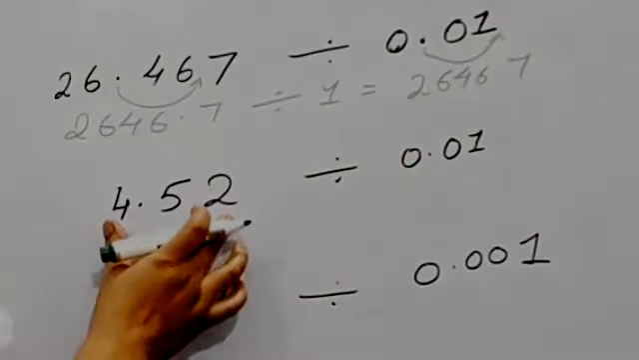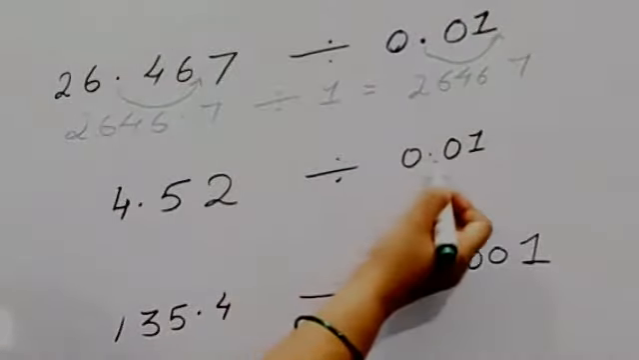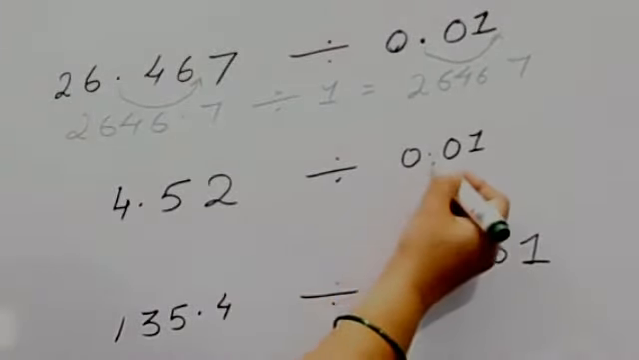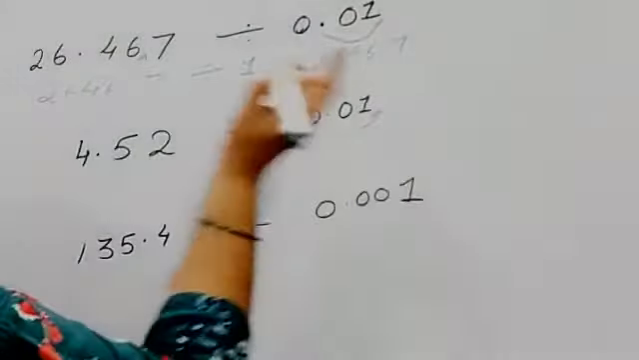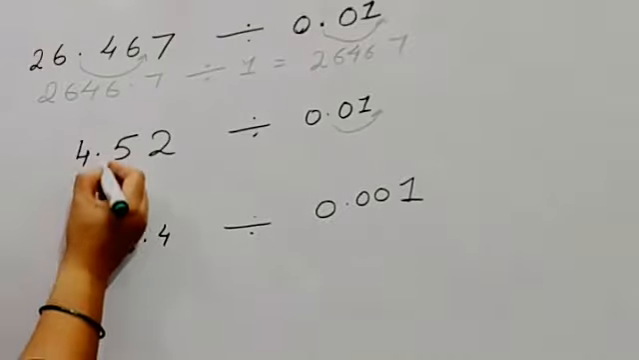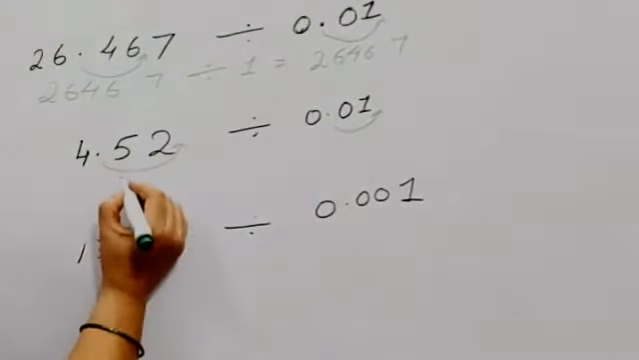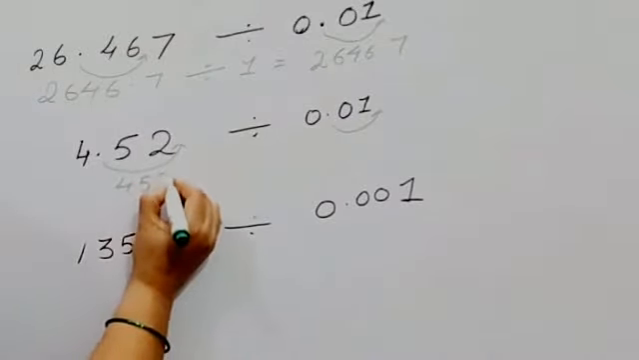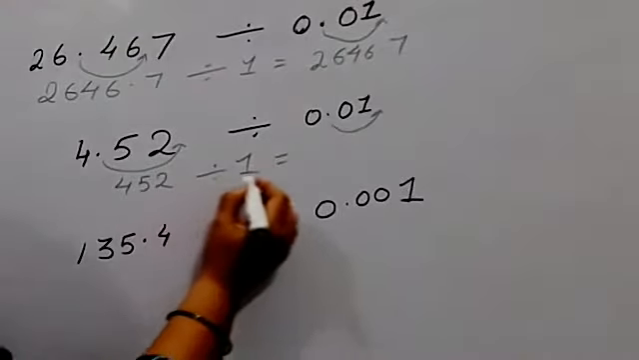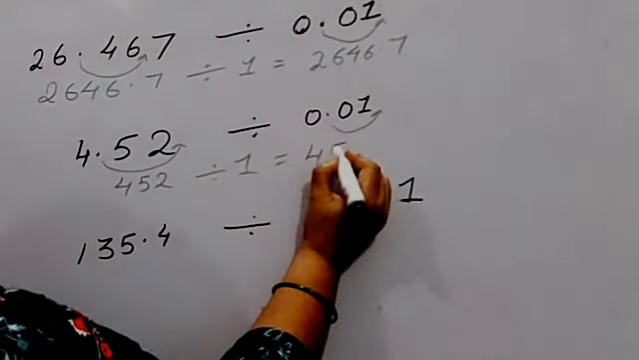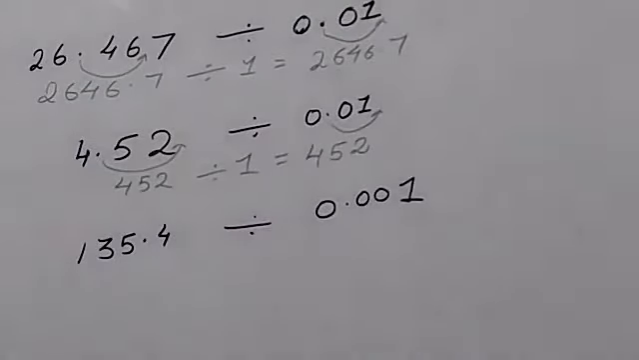Dividend is a decimal number, divisor is a decimal number. Step 1, convert the divisor into a whole number by shifting the decimal to the right. So how many places have we shifted? 2 places. The same number of places the decimal is shifted in the case of the dividend too. So let's shift. It becomes 452 divided by 1. Any number divided by 1, the answer is the number itself. So 452 is the quotient. Let's move on to the next example.